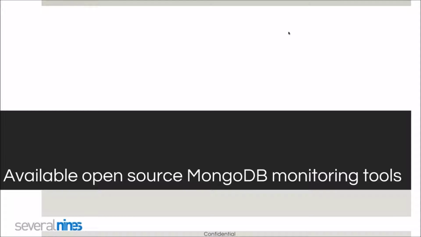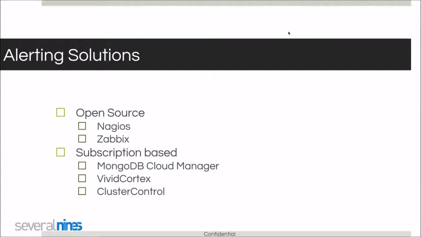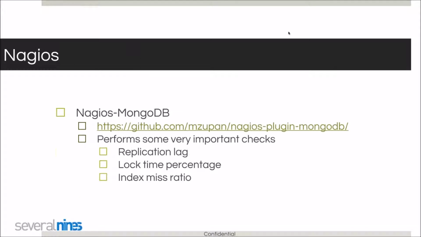Some available open source MongoDB monitoring tools will cover that. So we have alerting solutions. We mentioned Nagios and Zabbix already. We've seen that it's quite popular, both of them. But there are also a couple of subscription-based, and we have the MongoDB Cloud Manager, or the Mongo Ops Manager as it used to be called, which is a paid service. We have VividCortex offering you installing an agent on your MongoDB cluster and then looking at it. And we have ClusterControl, our own product, that gives you a subscription-based alerting solution.